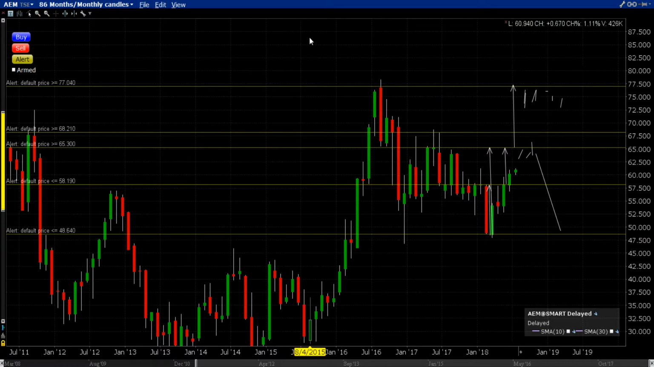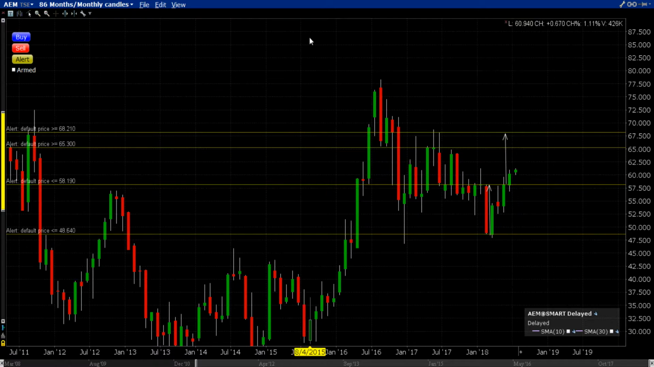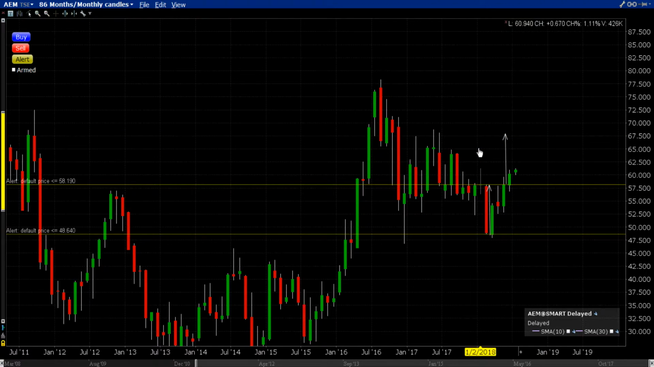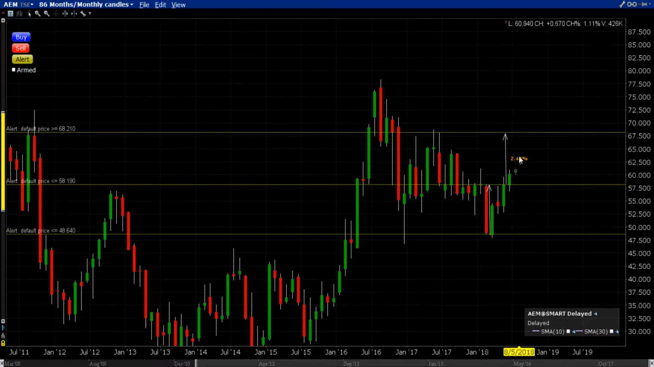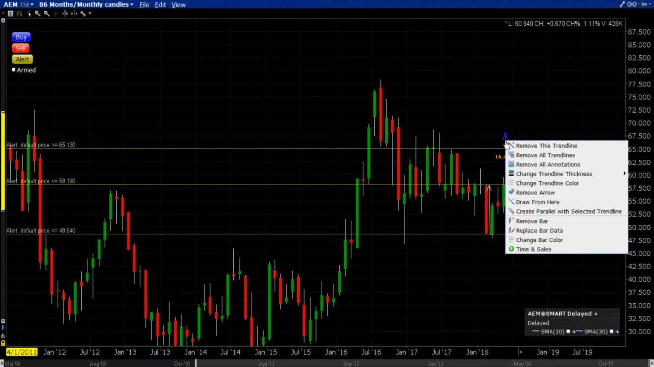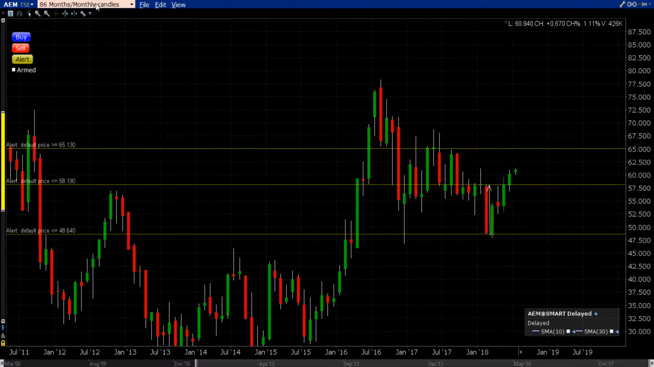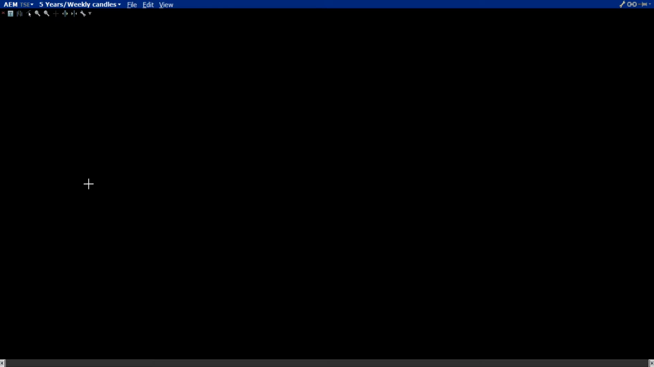All right, guys. So right now for AEM, I have a monthly defined breakout, target 65, or at least we know that's going to be some resistance at 65. Leave that line there. And then if ever it breaks out eventually on the weekly and we're in, then we could expect a pullback around those levels. 65 right here. Okay, come on, weekly chart.